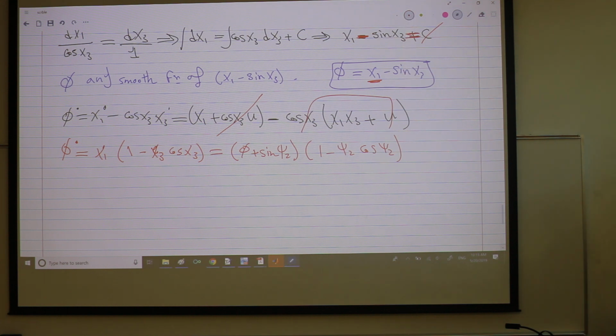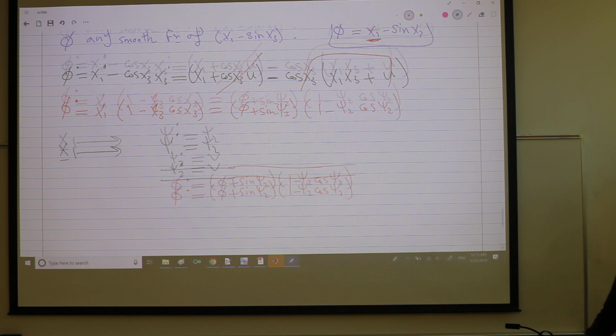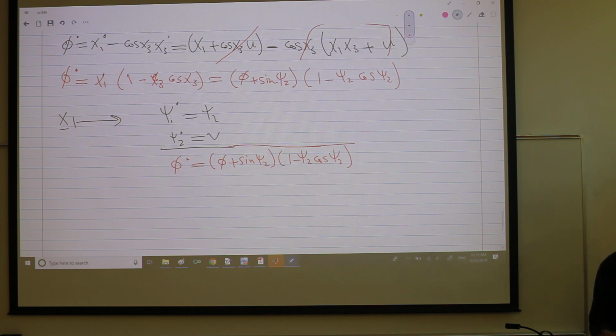So the summary of this, the final thing with this problem is we have, from the x's, we got psi1 dot is psi2, psi2 dot is just v, this is the linear part of the system, and here is the remaining dynamics. The phi dynamics is phi plus sine psi2, 1 minus psi2 cosine psi2. So we solved the first issue. There is a second issue, however.